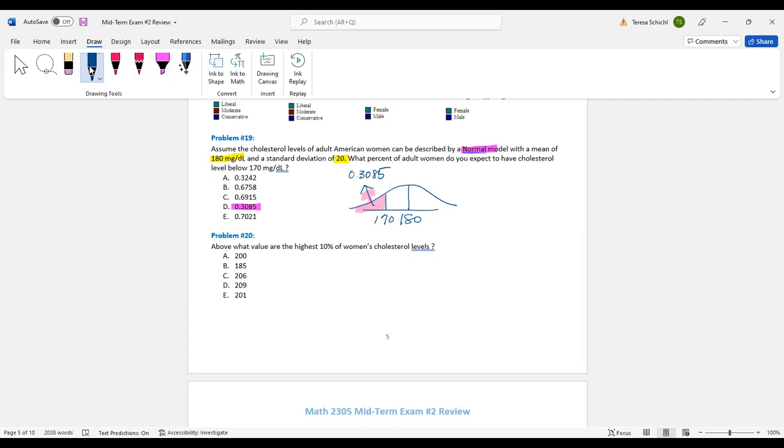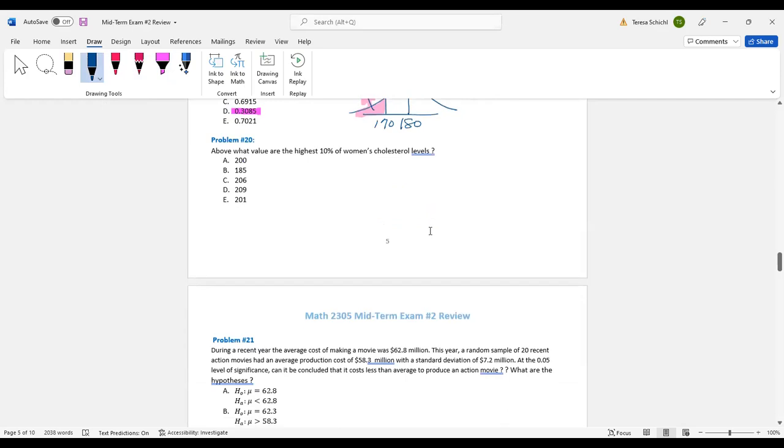The next one says, above what value are the highest 10% of the women's cholesterol levels? So you do it like this. This is 180, and you want to find this value, kind of similar to z-scores. It will be the highest 10%. What does the highest 10% mean? That means this area here. This light blue area is 10%.